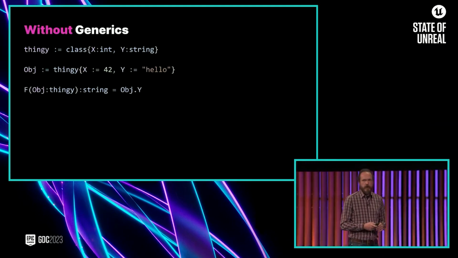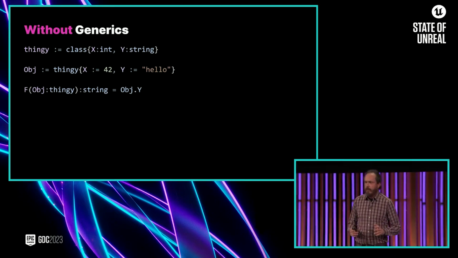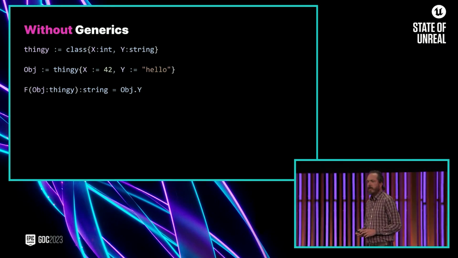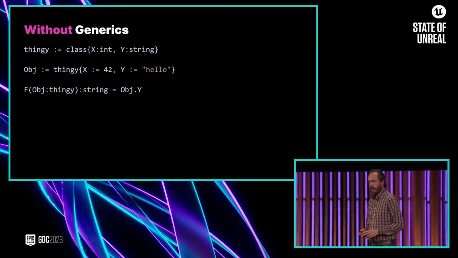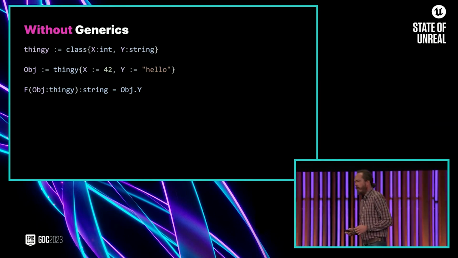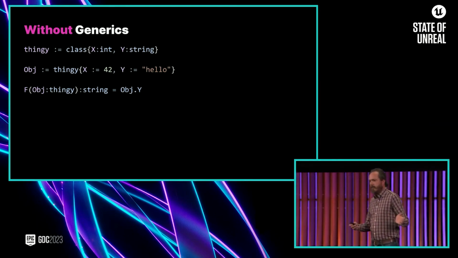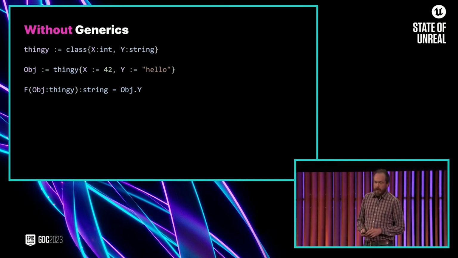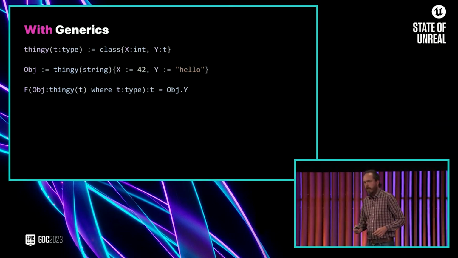Now let's talk about generics. Verse has a very powerful generic type system. If you've ever programmed in C++, Swift, other modern languages, they also support some variant of generics. Here is a piece of code without generics. So I've created a class called thingy, and it's got an x that's an int and a y that's a string. Let's say that we wanted to add a little bit of generics to this. Here's what it would look like.